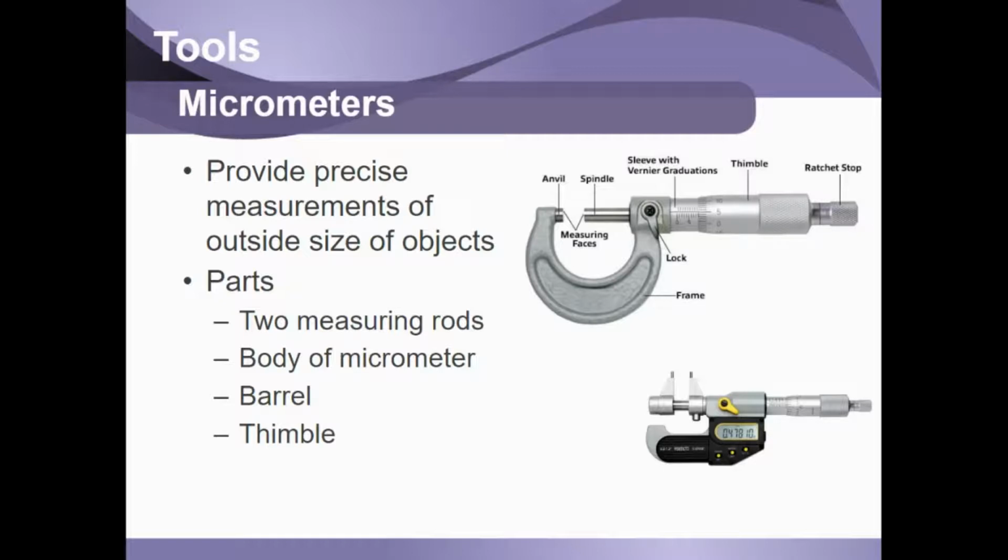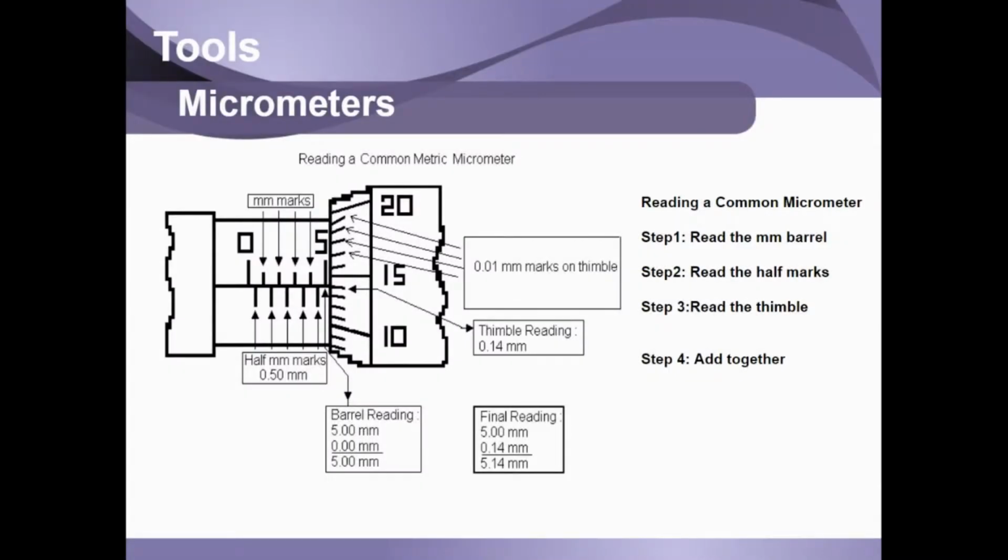These tools provide precise measurements and are designed for specific uses. Engineers use micrometers to measure the outside size of different objects. There are 2 different types, the common or standard micrometer and the electronic version. When reading a common or standard metric micrometer, there are 4 different steps.